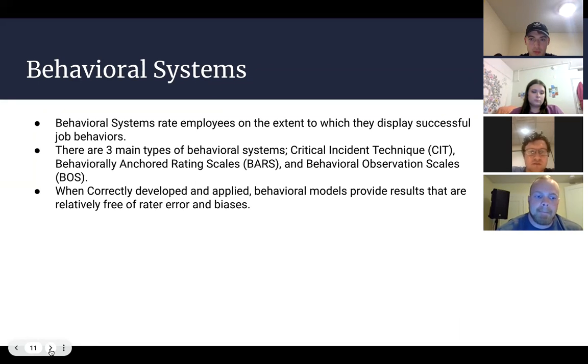All right, so we'll get into some behavioral systems now. Behavioral systems rate employees on the extent to which they display successful job behaviors. There are three main types of behavioral systems: critical incident technique, also known as CIT, behaviorally anchored rating scales, also known as BARS, and behavioral observation scales, or BOS. When correctly developed and applied, behavioral models provide results that are relatively free of rater error and biases.